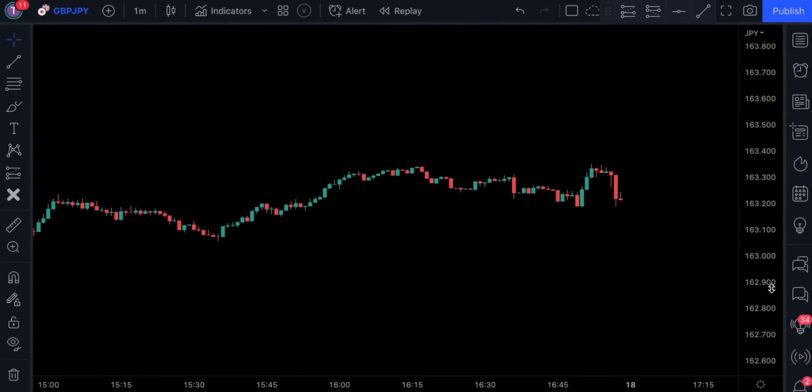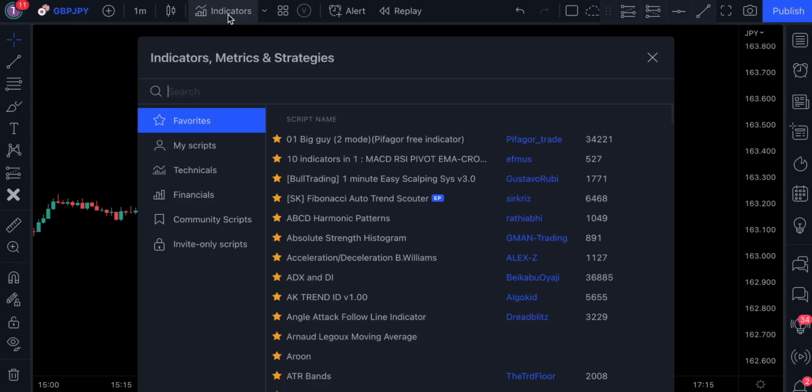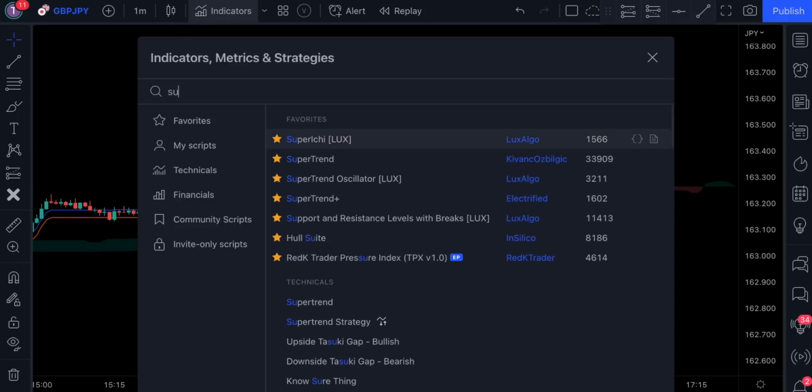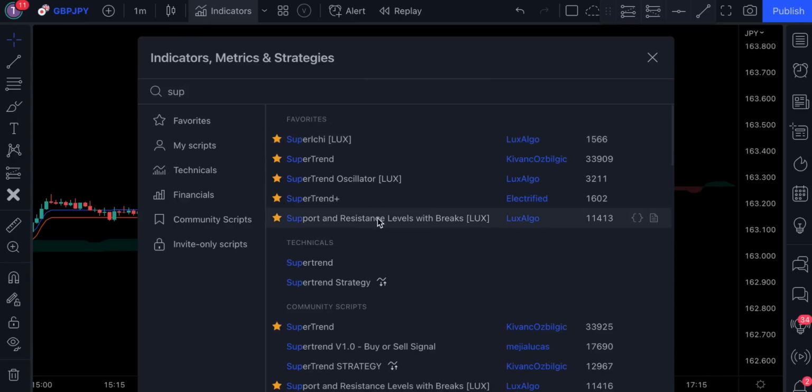Okay, now let's go ahead and add 3 indicators to the chart. For the first indicator, we will search for SuperIchi and select this one by LuxAlgo. For the second indicator, we will search for Support and Resistance with breaks and select this indicator right here. And for the third indicator, we will search for RSI.